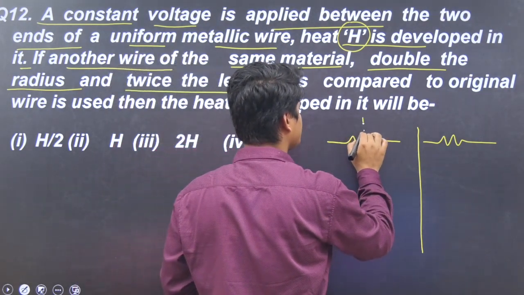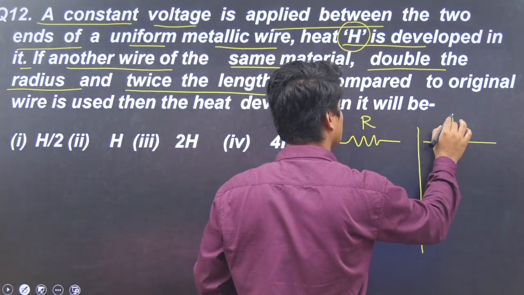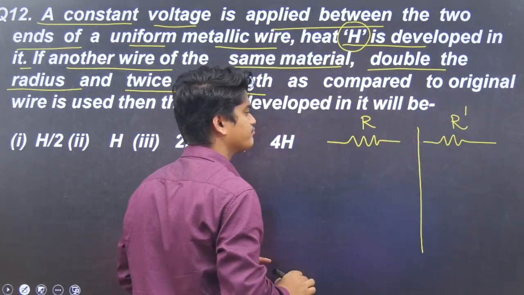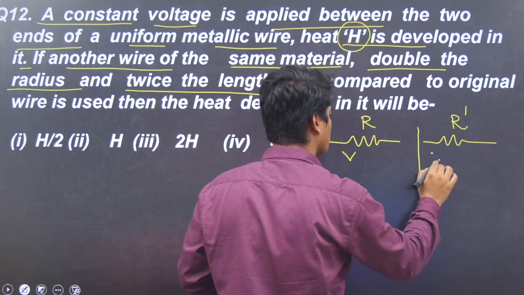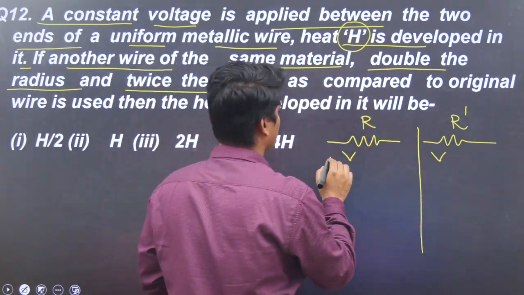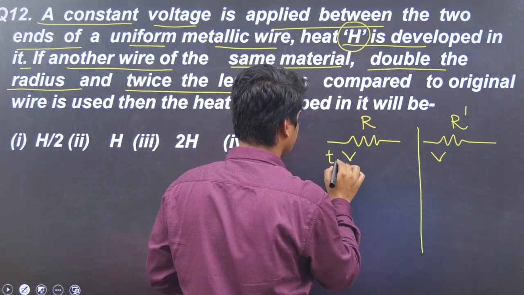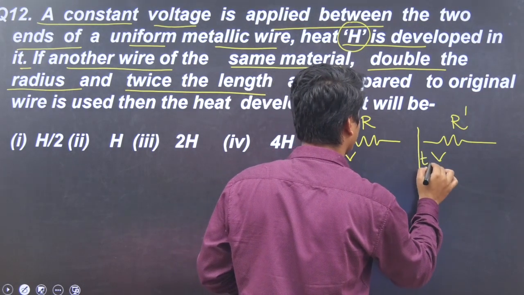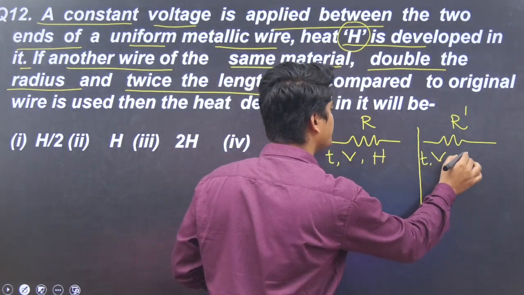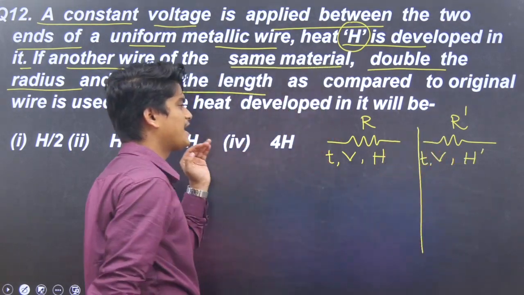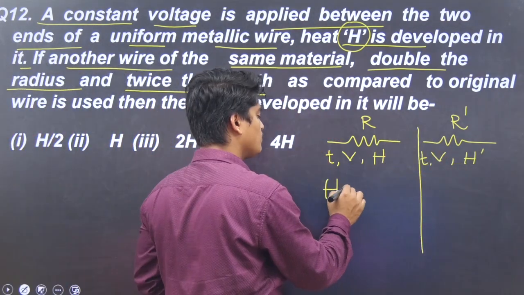You take this resistance value R, and for the other one you do not take R, you take R prime. Here the voltage applied is V, and here also the voltage applied is V. Here keep time T, and here also keep time T. Now the heat developed here you keep H, but here the heat developed you keep H prime, because they are asking about H prime.